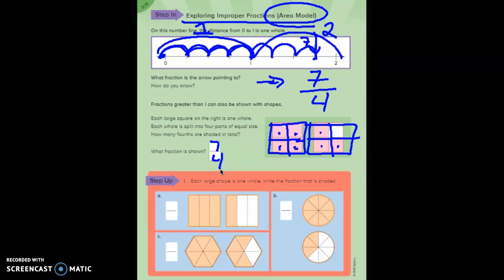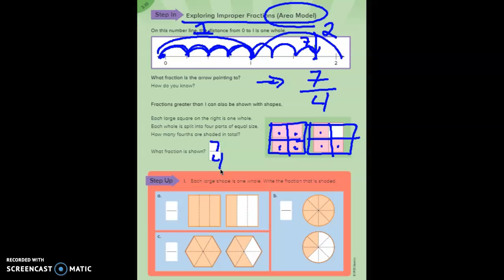Now let's go ahead and practice this. First of all, we're going to read the instructions so that we have a clear understanding of what it is that they're asking us to do. Each large shape is 1 whole. Write the fraction that is being shaded. So again, just like our first example, you always want to make sure that you count the amount of parts that are being shaded, which is going to represent your numerator.